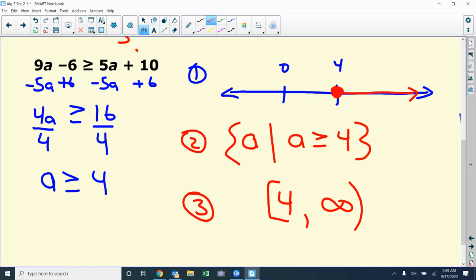If it's a true statement, what's it going to be? The answer is all real numbers. If it's a false statement, no solution, and that holds true for inequality as well as equal signs.